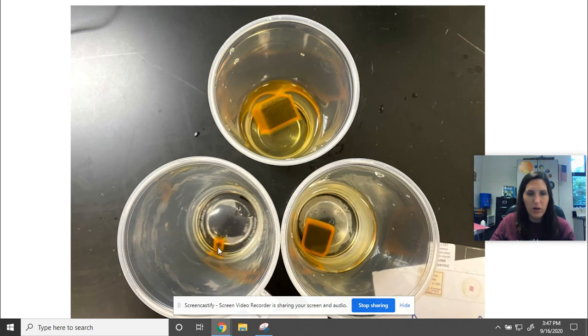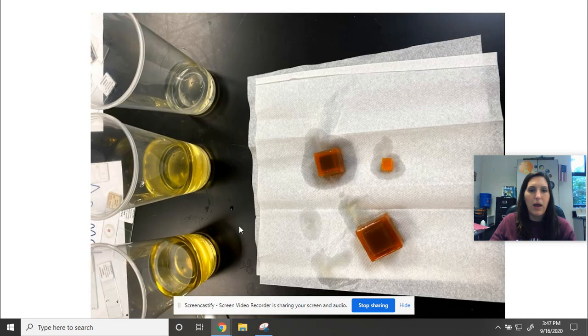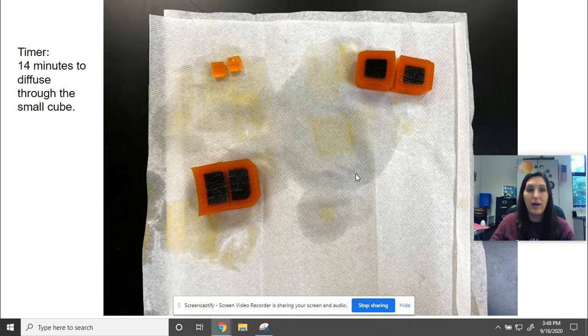See how the small one is almost all the way diffused? And then we have our bigger cells. After the small one was all the way, we took them out, and then we cut them open. The small cube had already diffused everything through the cell. The medium cube was slower. And of course, the biggest cube still had the most to diffuse. It was the slowest. So the small cube had a big surface to volume ratio. That let it go by quickly.